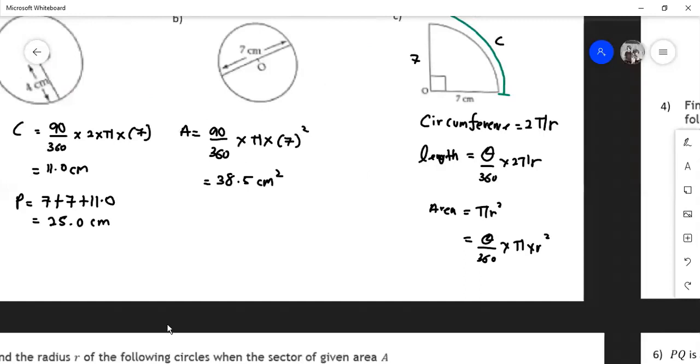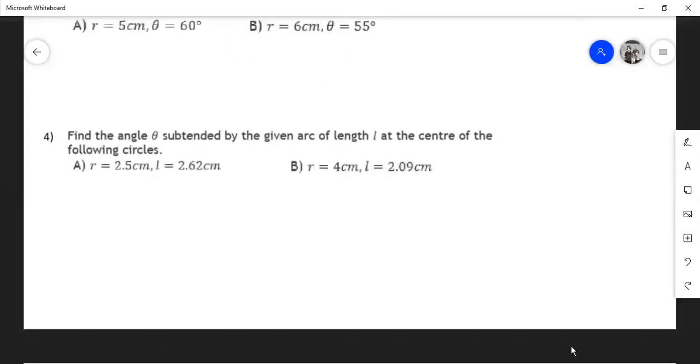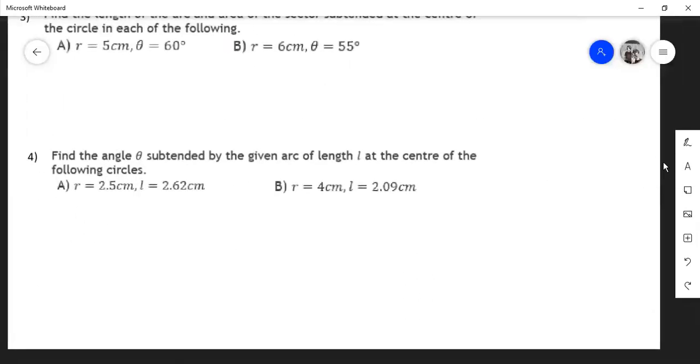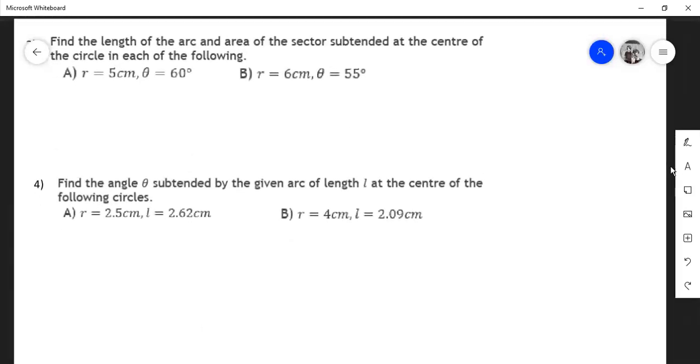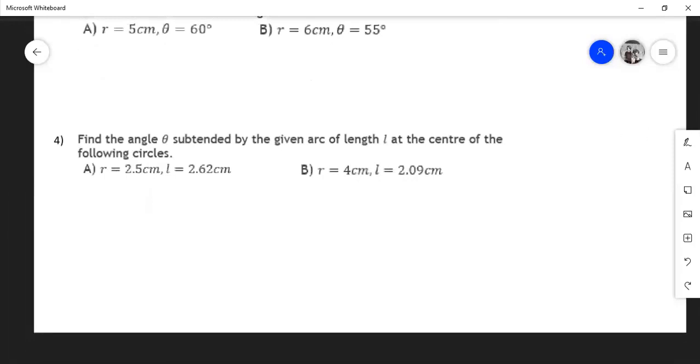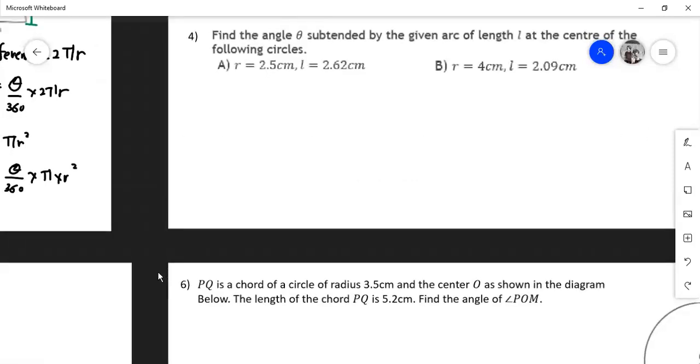Okay, now we go for our next question. In our next question, what do they want you to find again? They ask you to find the length of an arc. I think this question you just need to substitute and do. I don't want to do this question. You can try. If you need some help, let me know.